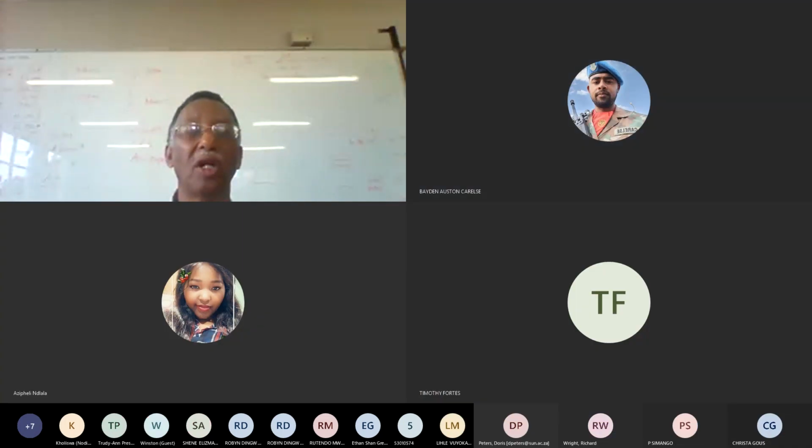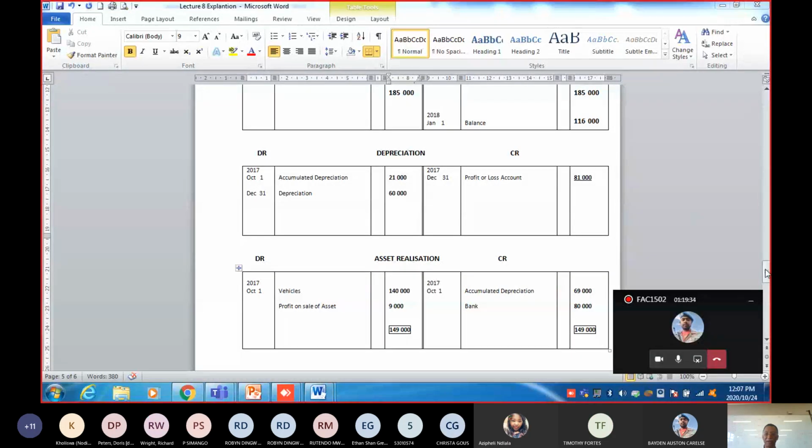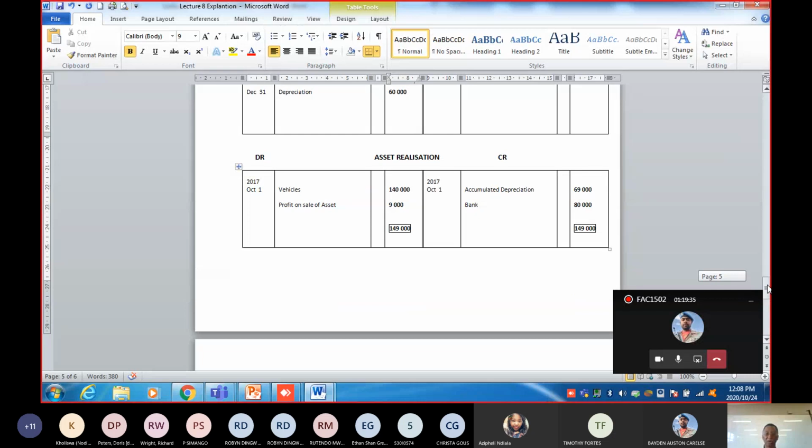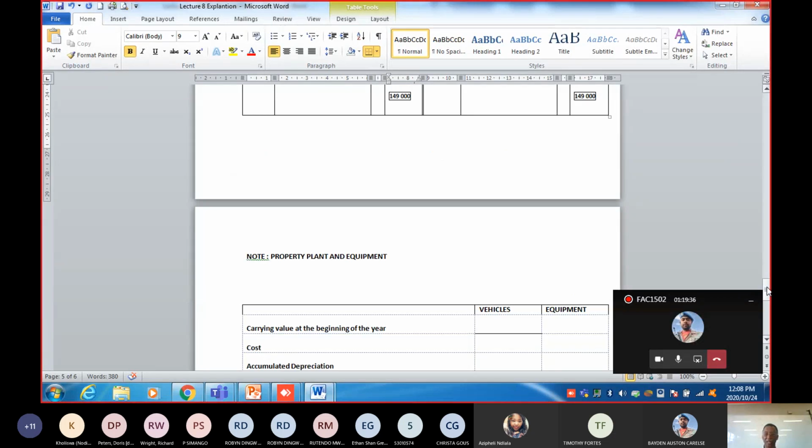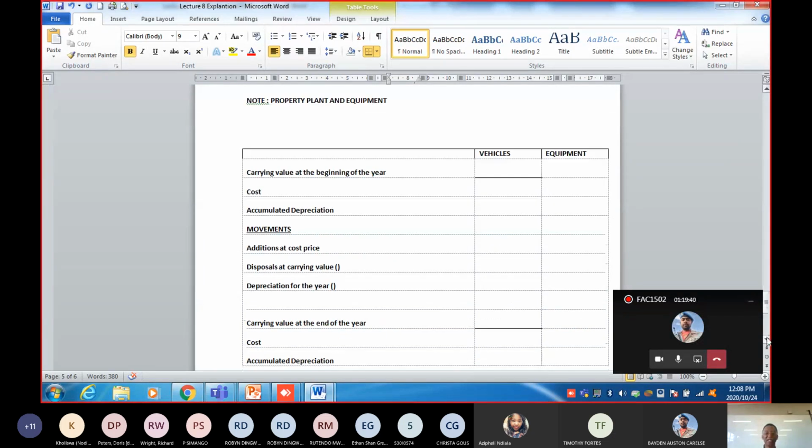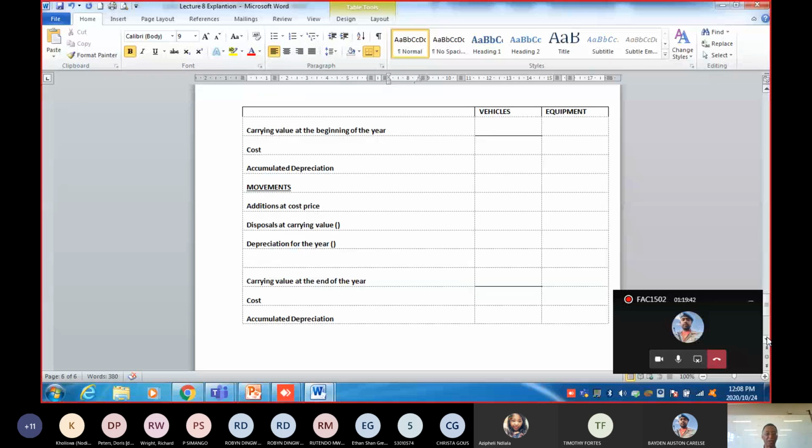Right, students, we're going into the last part of the question now, and this is where they ask you now to do the note for property, plant, and equipment. So turn to that page now. The note now for property, plant, and equipment. And in the note for property, plant, and equipment, I am now going to complete this section here. Let us first of all discuss this note.